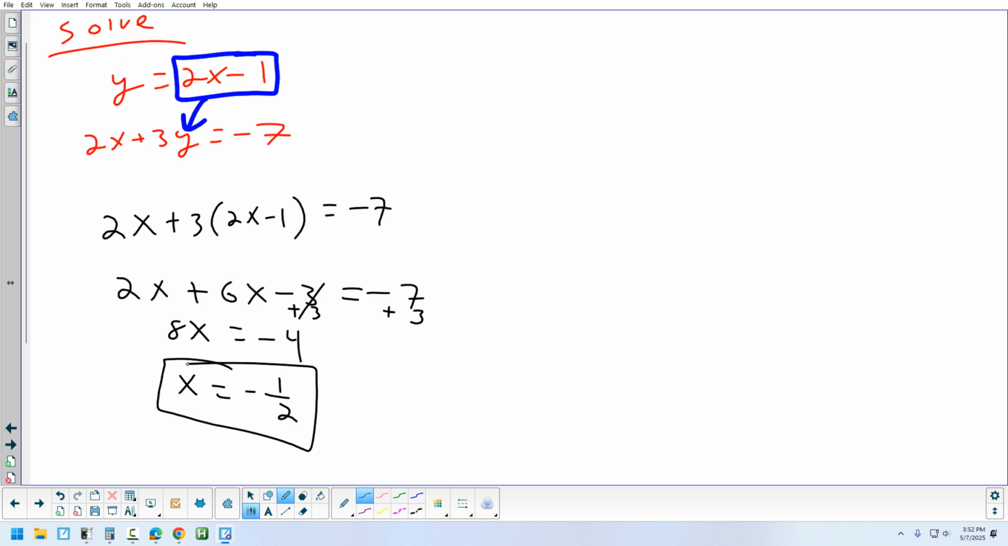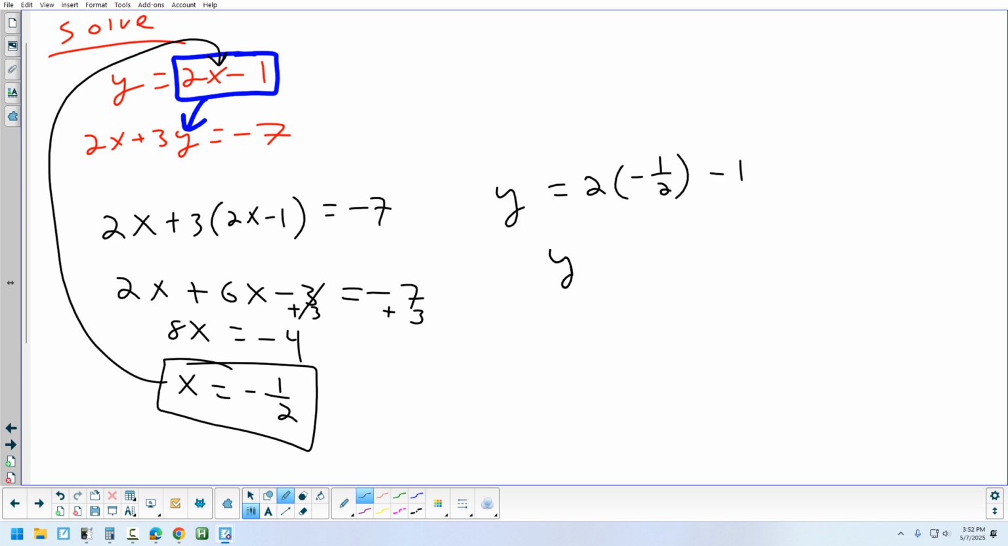Now what do we have to do? You have to plug that into the top equation. Technically, you can plug it back into either one, but I think the top is much faster. So if we fill that back in, we get y equals 2 times x, which is negative 1/2, minus 1. What's 2 times negative 1/2? Negative 1. And negative 1 minus 1? Negative 2. Yes. So y equals negative 2. All right. Any questions on that one?